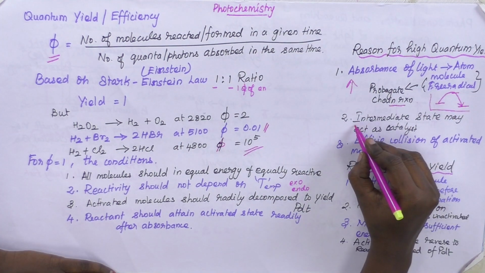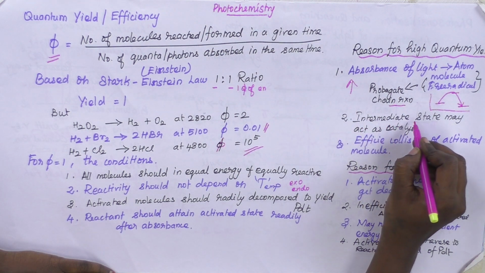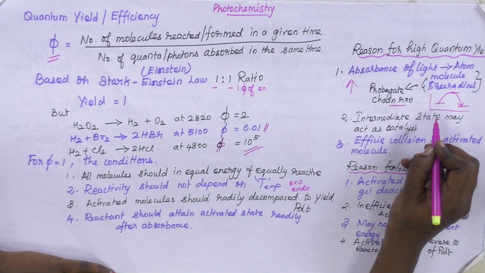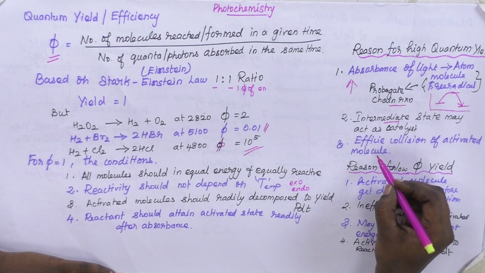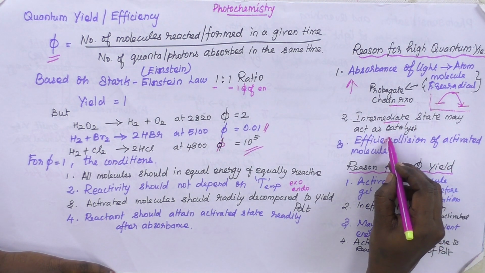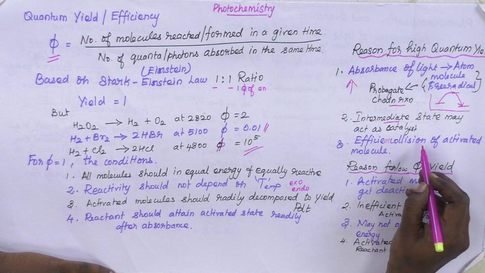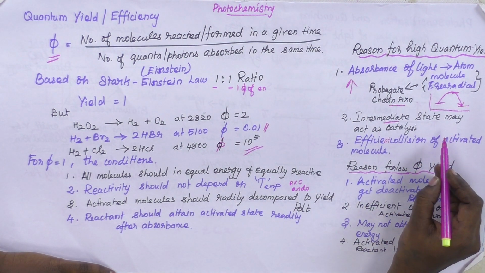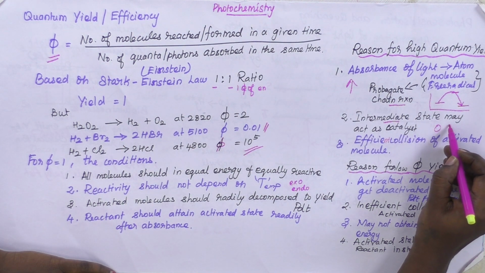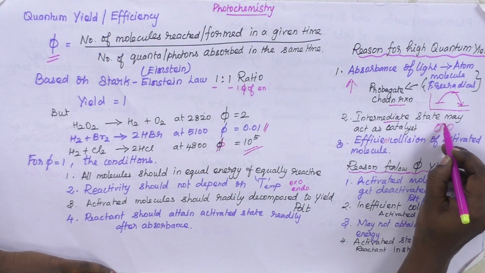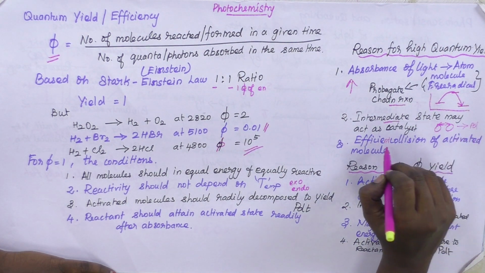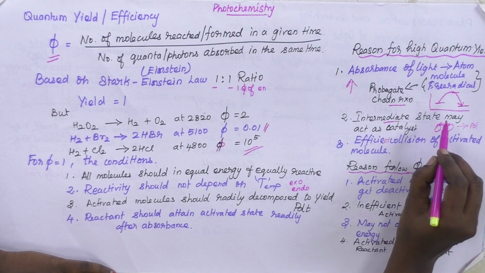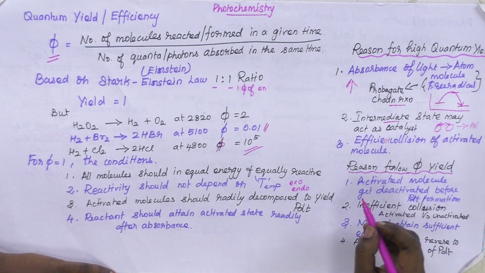The second point is that the intermediate must have a capacity to propagate the reaction, or it may act as a catalyst. The third point, the efficient collision is the reason for a high quantum yield. If two activated molecules or atoms are undergoing efficient collision, then there must be product formation. If the collision is not efficient, then there must be a reduction in the quantum yield. That's what we see in the next heading.